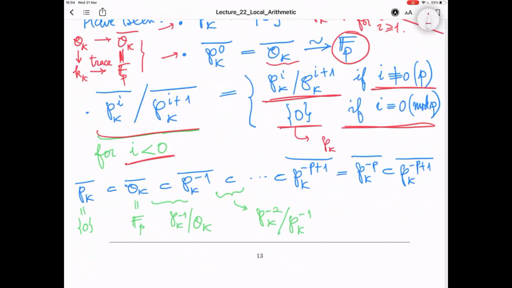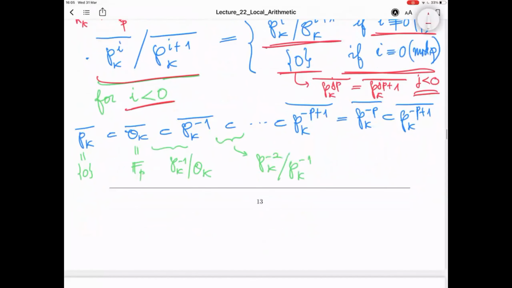Which just means that P_K^(jp) bar is equal to P_K^(jp+1) bar for j strictly negative.